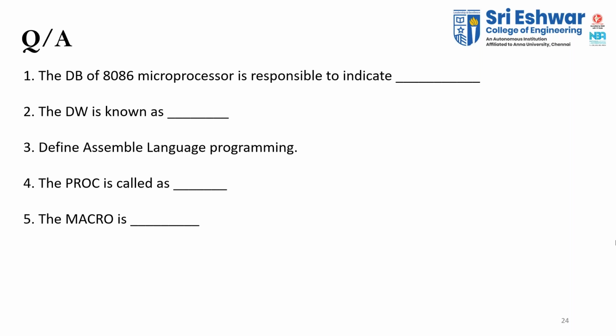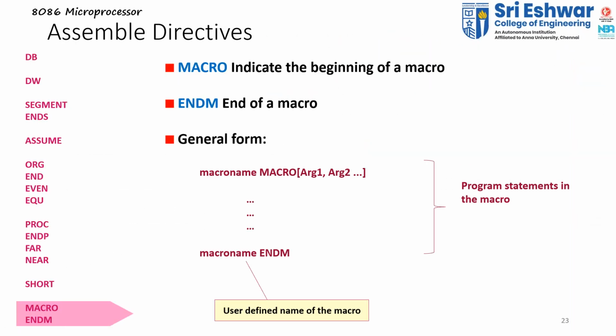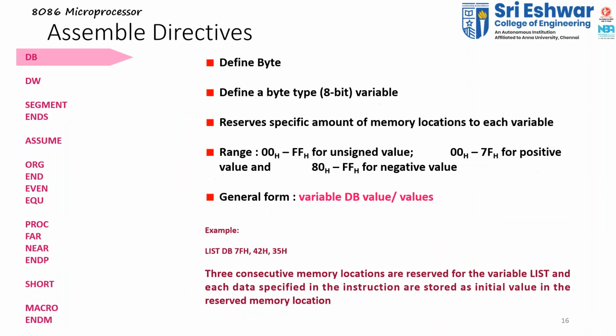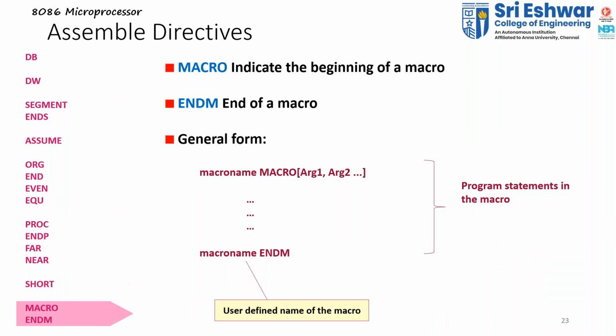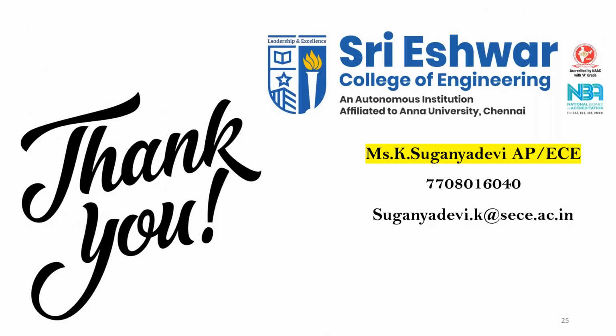Don't make it so complicated. Look at here. Look at the slide. DB, DW, all of that we have just seen, right? Why are you making your answer so complicated? What is DB? What is DB? Declare byte variable. Right. Declaring byte variable.